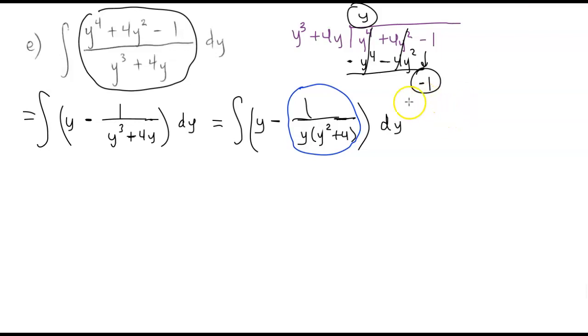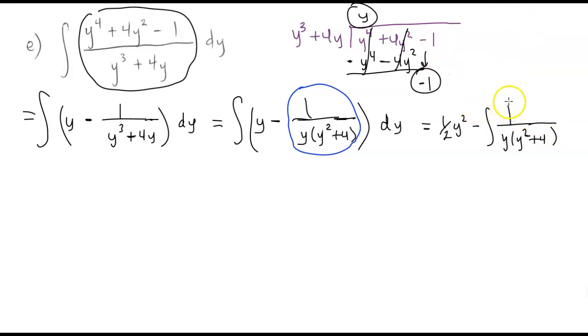But before we do that, I'm just going to go ahead and handle this first part here. So we know that the antiderivative of y is just going to be 1/2 y squared. So we'll say that minus the integral of 1 over y times (y squared plus 4) dy.